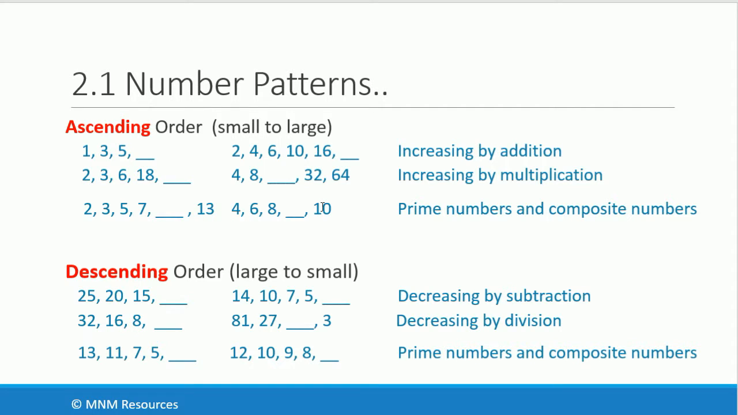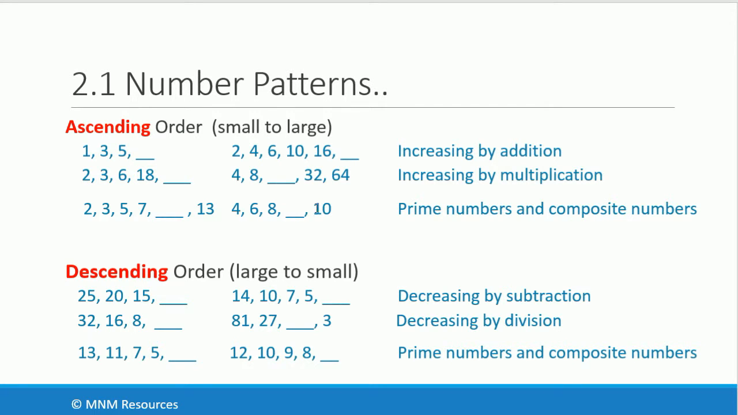Here's a sequence involving composite numbers. So we've got 4, 6, 8, and what are the other composite numbers between 8 and 10? We know that 9 is a composite number because it can be divided by 3, so you fill in 9 as your missing number.